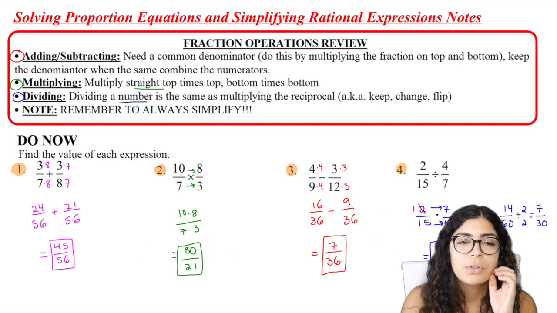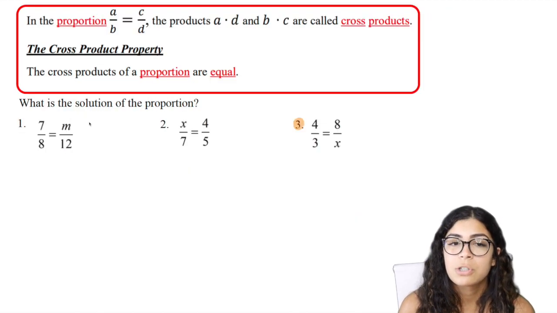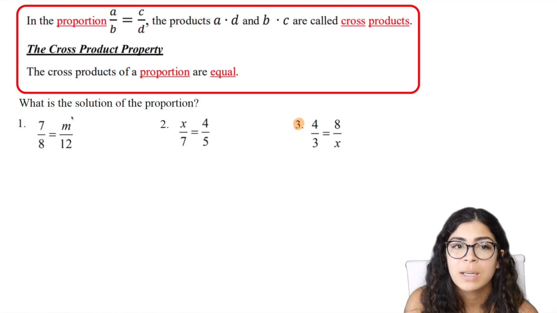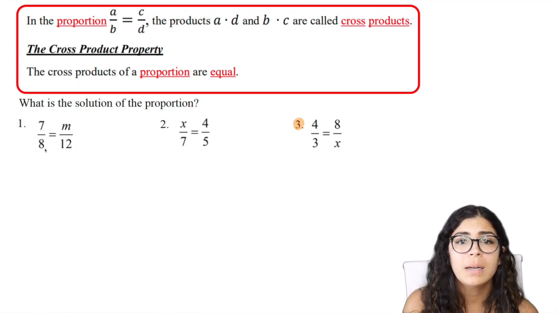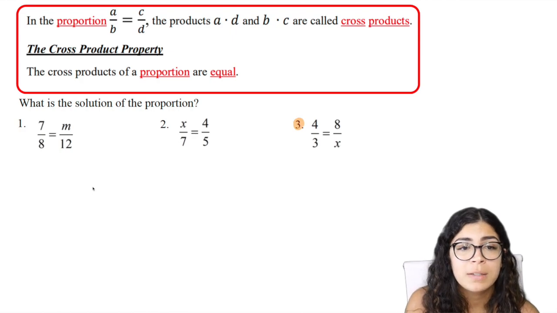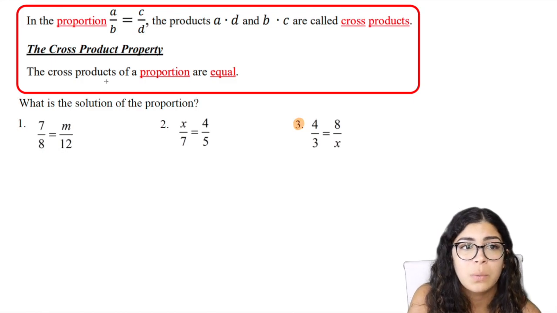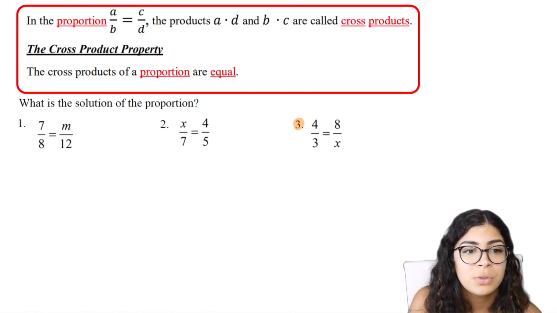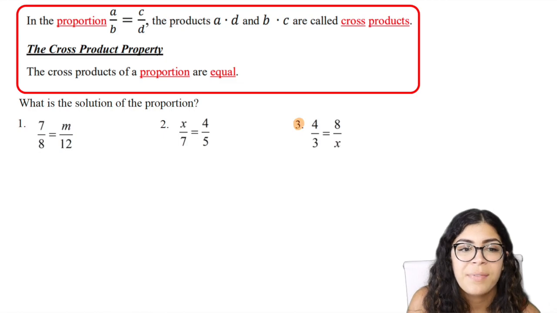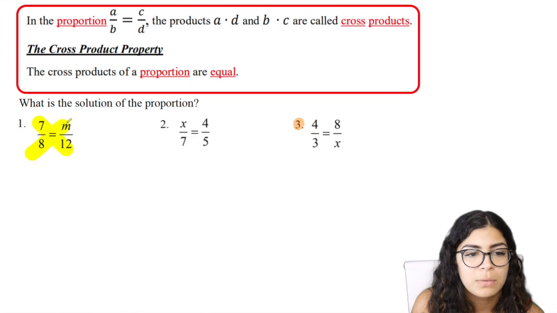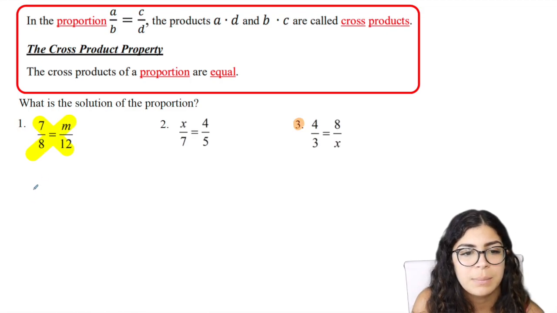So let's move on to another thing that we do with fractions, which is when two fractions are equal to each other. So you actually have an equation in this case, one fraction equal to another fraction. If you have that, it's called a proportion. And the cross product property says that the cross products of a proportion are actually equal. So what this means is I could do 7 times 12 and that would equal 8 times m. So 7 times 12 equals 8 times m.